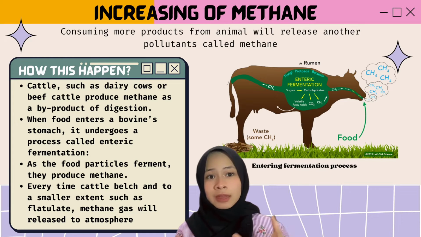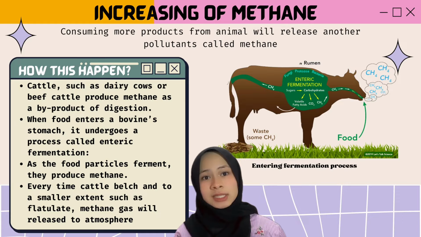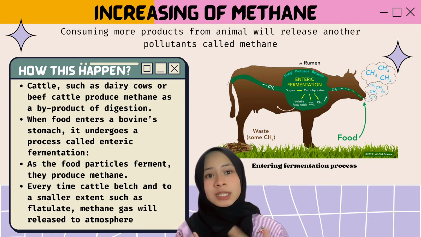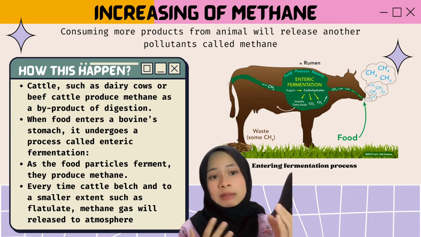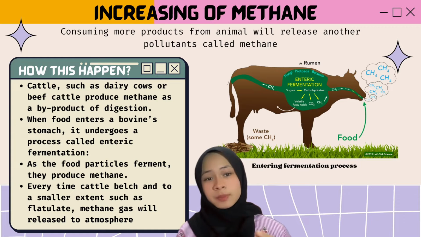Then every time cattle belch, and to a smaller extent flatulate, methane gas is released to the atmosphere, and then climate change will happen. So all of these gases are released into the atmosphere, and when sunlight gets into the Earth's atmosphere, some of the heat gets trapped and the planet gets warm, and that is how climate change happens.